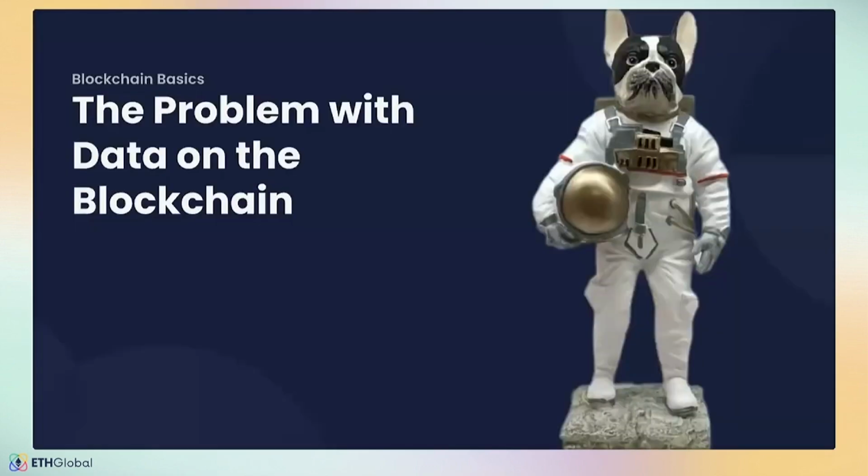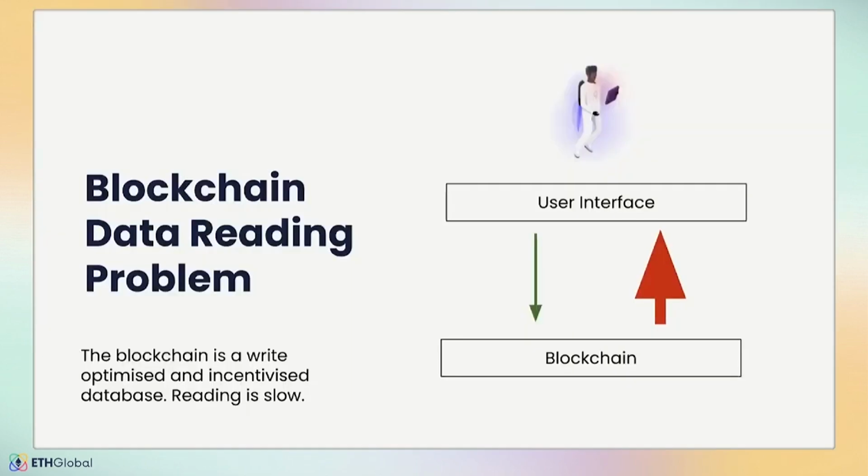But there is a problem with the data on the blockchain, as I said before. The user interfaces, as we initially saw, want to read from and write to the blockchain. And as you saw before, writing is incentivized. If you send a transaction to the blockchain, you pay some gas, and the gas is consumed by the miners, or now, with proof of stake, by the validators. That's why you pay, and by paying for it, the whole thing works.